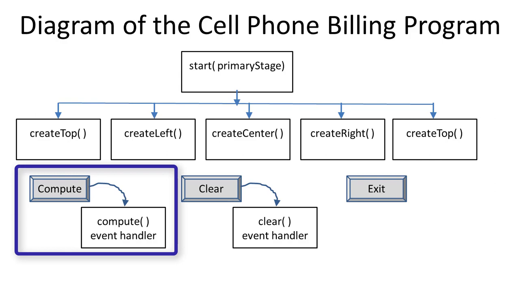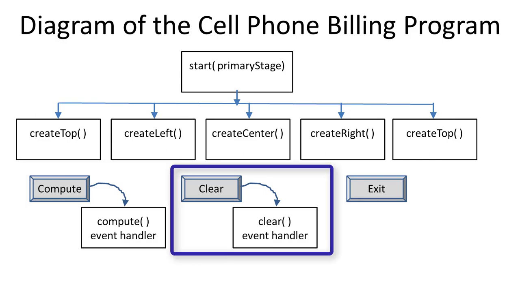When the compute button is created, it provides a link to the compute event handler subroutine. The compute subroutine reads the data from the text fields, computes the bill, and displays the customer's name and bill by placing them into the labels in the border pane's right node. The clear button restores the display back to its initial state.